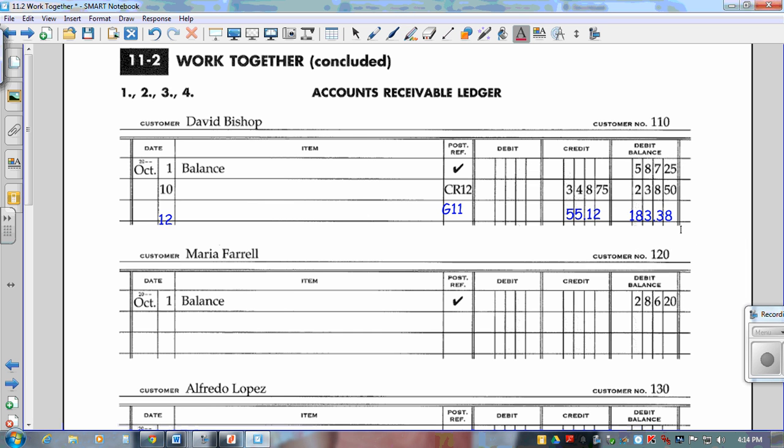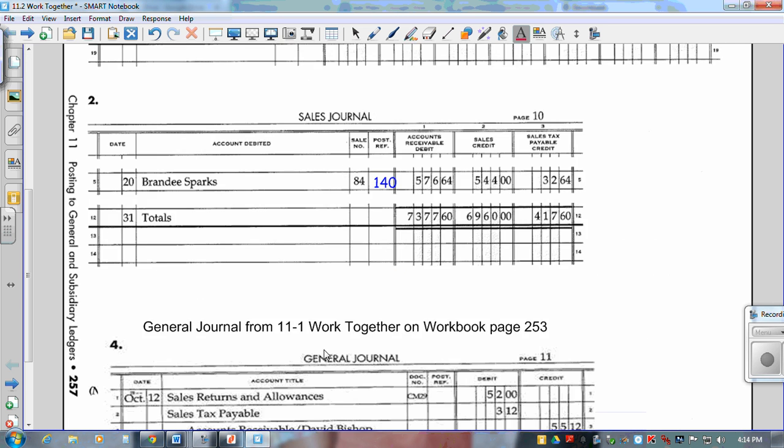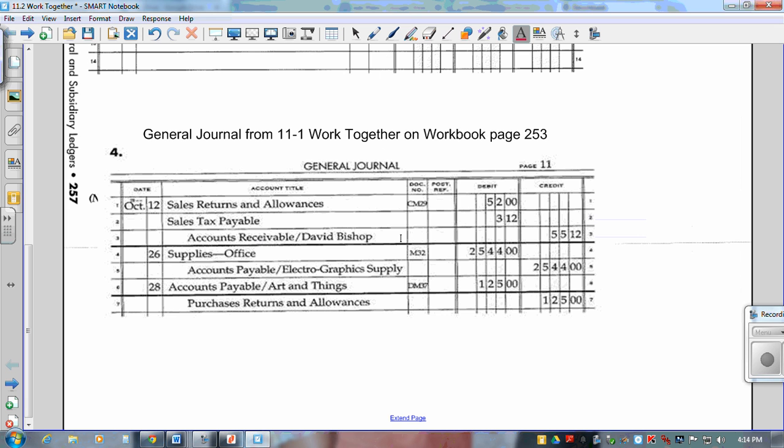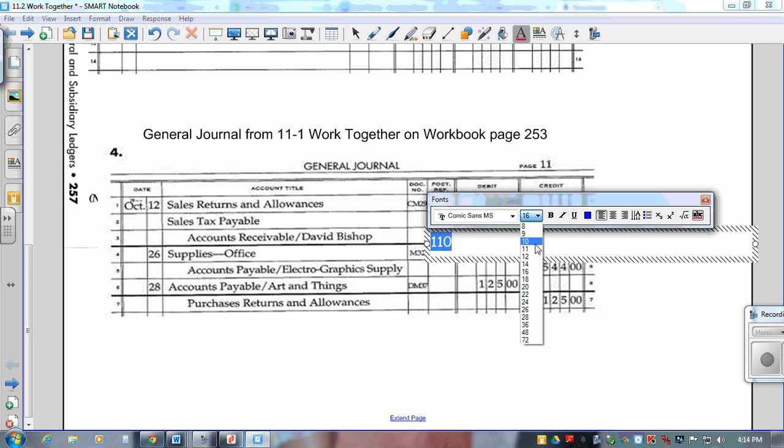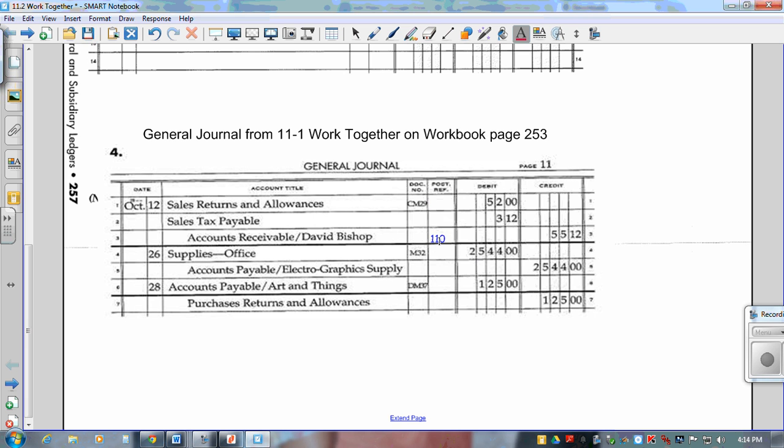Okay. David Bishop is almost done. We still have to take his customer number of 110, go back to the General Journal, see if I can type small enough to get this in here, 110. It's going to go on the bottom half of that slanted line, which mine's not even showing. So somewhere about right there.